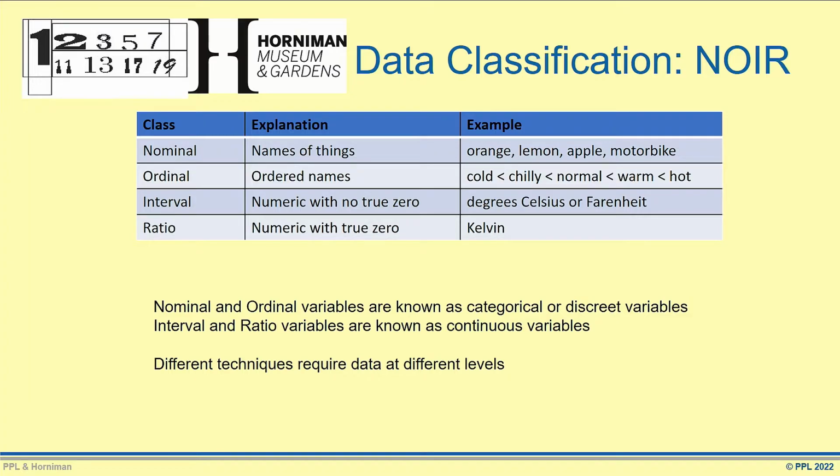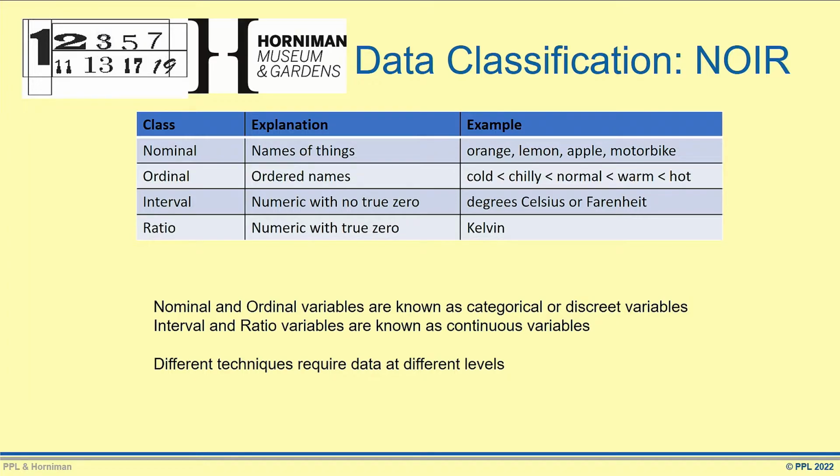Then we have interval data, which is numeric, where we don't have a true zero. So you can't say 20 degrees Celsius is twice as hot as 10 degrees Celsius because the zero is arbitrary. So we have very little of that in museums, except when we're measuring temperature in data stores.